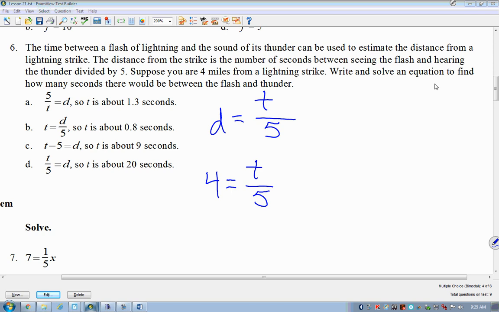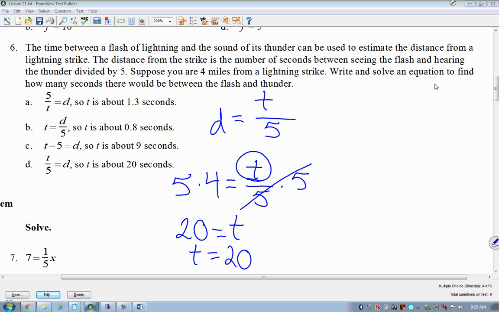But it says we want to write an equation to solve for what? T. I want to solve for T, which means I need to isolate T. I need to get T by itself. So what am I going to do? Multiply by 5 on both sides. What happens to the 5s on the right? Cancel. What's 5 times 4? 20 equals T. Or how would I want to write that? T equals 20. And because we want to get in the habit of labeling, what unit is my time in? Seconds. Okay, T equals 20 seconds.